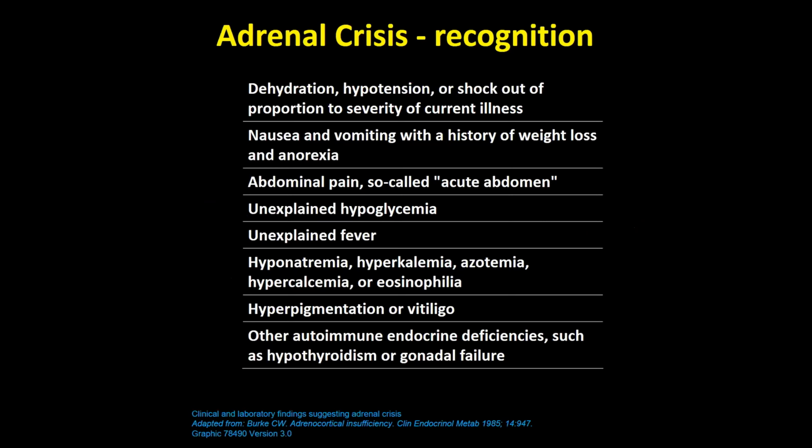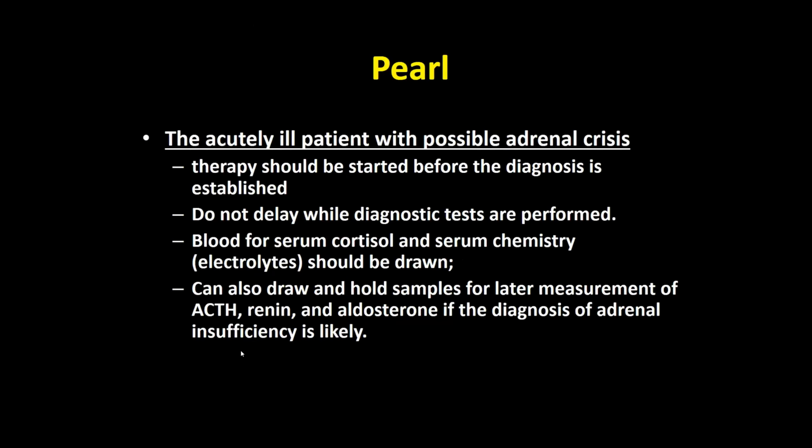For the patient who's coming in with an adrenal crisis, a lot of these symptoms you would expect: dehydration, hypotension, particularly shock out of proportion to the severity of the illness. So someone who's got a low blood pressure that you can't quite explain from the rest of the history. A lot of GI symptoms, they may have symptoms mimicking an acute abdomen, often hypoglycemia because that's common in these patients too, electrolyte anomalies, and sometimes other associated endocrine deficiencies as well, particularly Hashimoto's disease or autoimmune hypothyroidism, which occurs more commonly in these patients.